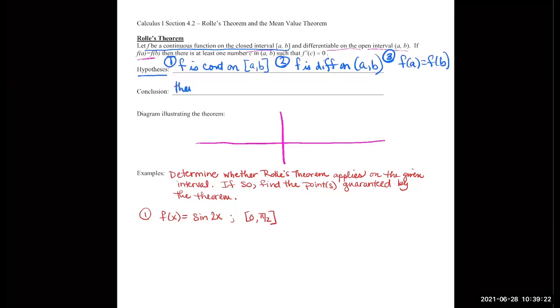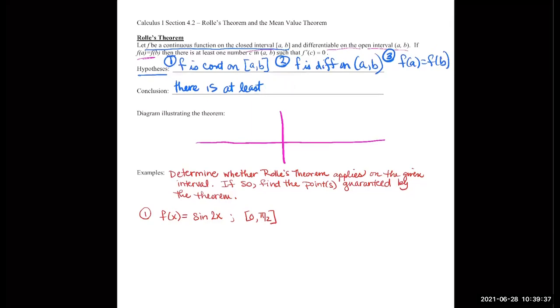So I'm just going to write that out. There is at least one number c. That should say 1c, not once, sorry. At least one value of c in the interval from a to b such that f prime of c equals 0. Okay, so that's what the theorem says. So let's draw a picture. So we have to make the hypotheses true.